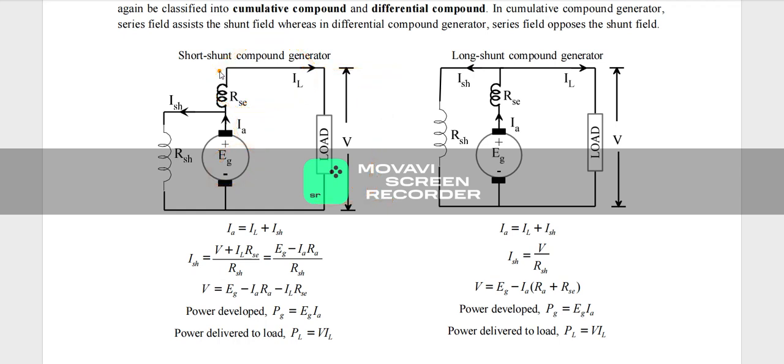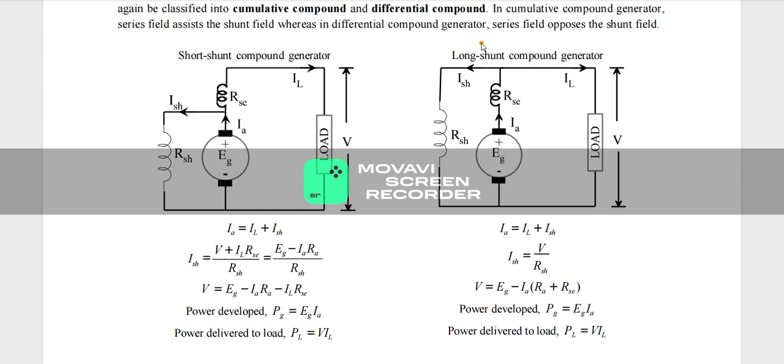Then what will be the power developed in the armature? That is as usual Eg into Ia, and power delivered to load will be V into IL. So that is all about the short shunt compound generator. Next we'll be moving on to the long shunt compound DC generator. What is meant by long shunt? The name indicates the same. In long shunt, the shunt field resistance is parallel to both the series field winding and the armature. Then we call it a long shunt compound DC generator.